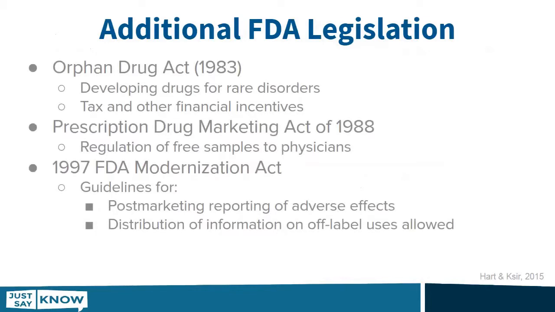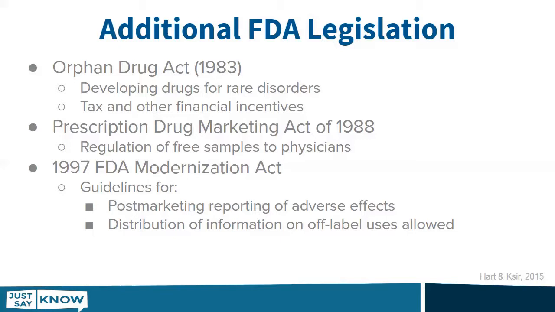So this is some additional legislation that's been added to this whole process. The Orphan Drug Act 1983, this is an act that looks at developing drugs for very rare disorders. And for this, you may receive tax and other financial incentives to get this kind of research going. And then the Prescription Drug Marketing Act of 1988. This is regulating free samples to physicians. So oftentimes pharmaceutical companies will give a lot of free samples to physicians, kind of creating a bit of a monopoly over certain drugs.